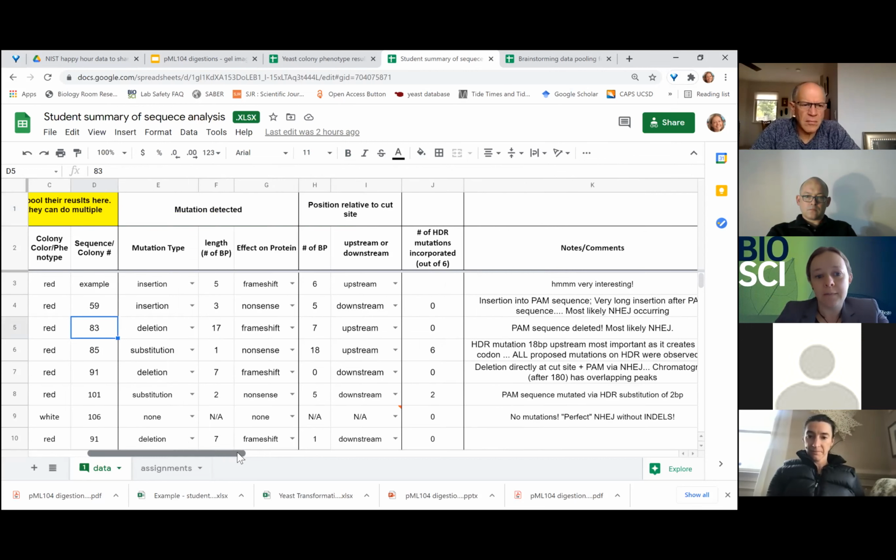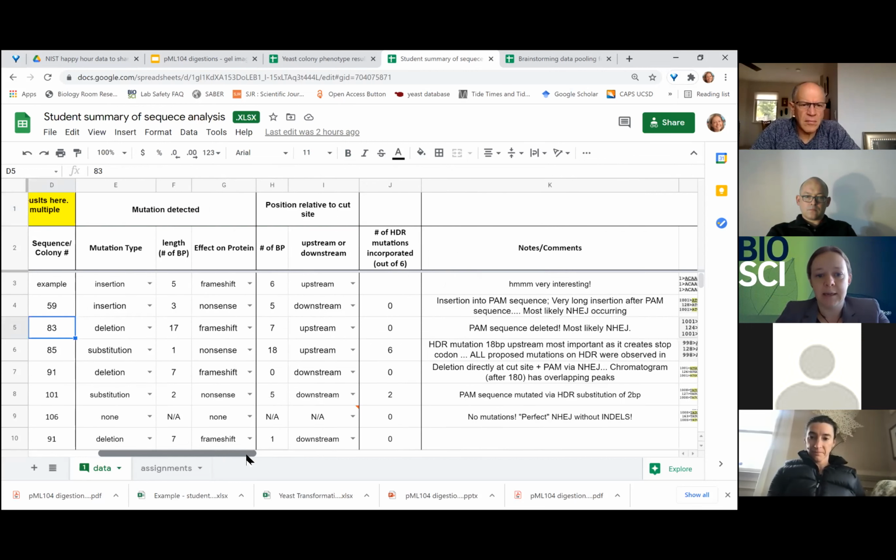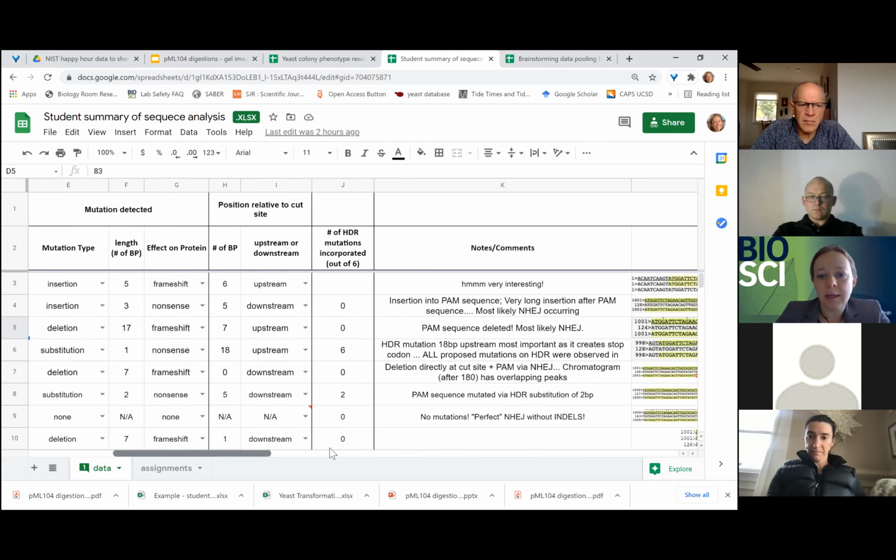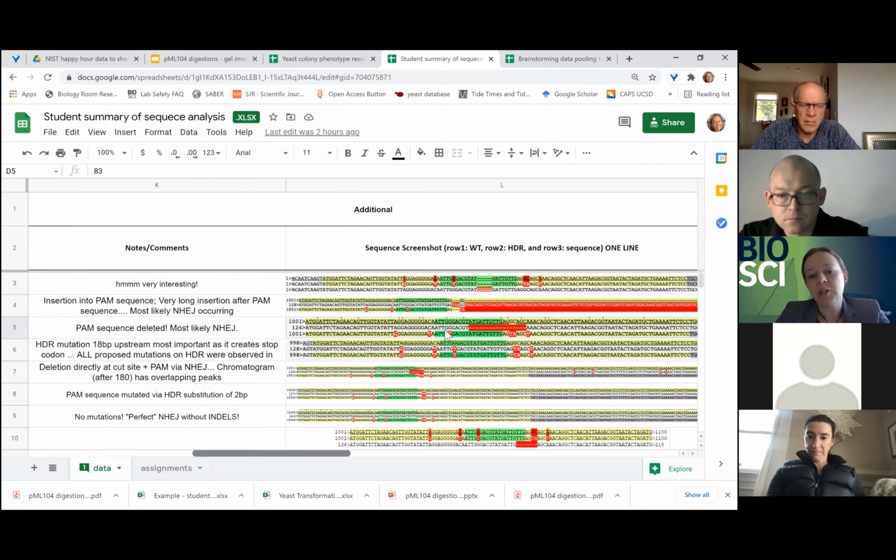So this is an example of a spreadsheet that an instructor created to have students enter the summary of their analysis for the rest of the class to see, where they're inserting what type of mutation they found, where it was located, and then they also have to upload an image of the actual sequence alignment, which can be a reference point for other students when they're doing that sequence analysis on their own.